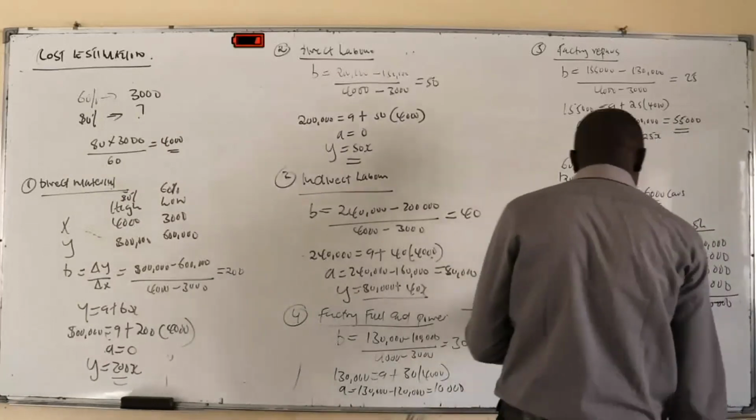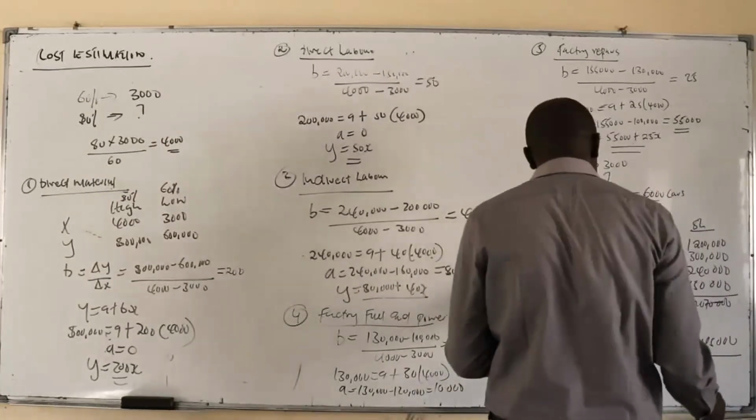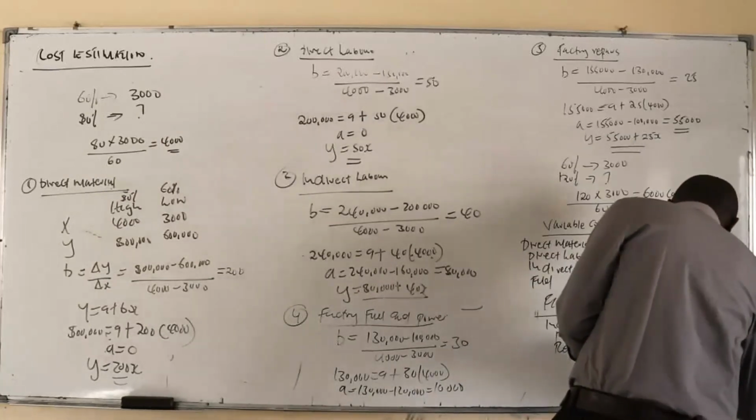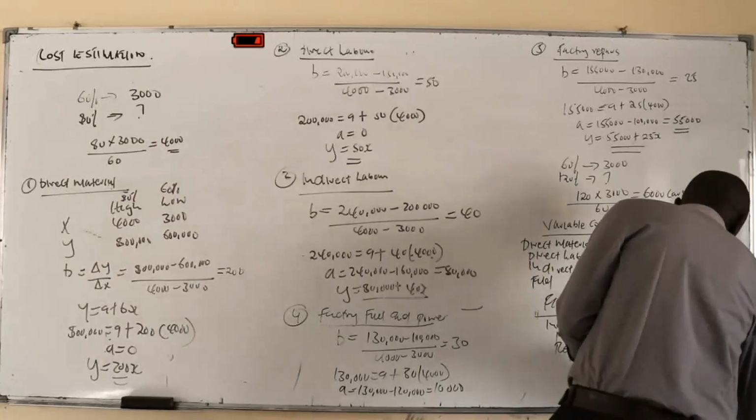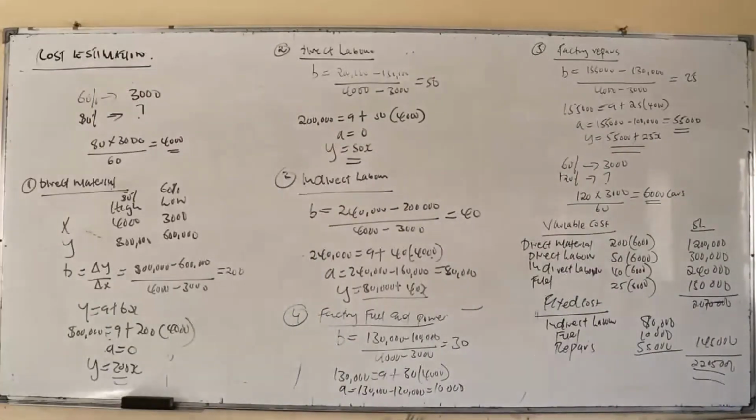70,000, and then you add this one, you get 145,000, and then you get the total, which is 221,500. So that is how we use the high-low method. You see, that question was not that easy.